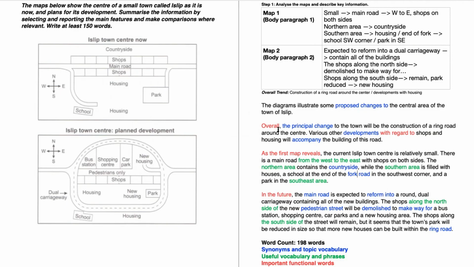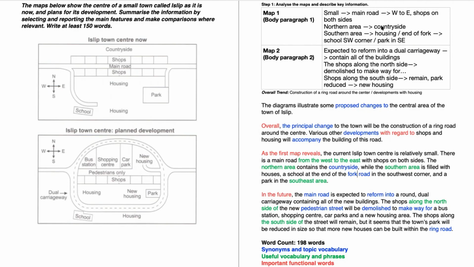Okay, our overview paragraph, it says, overall, the principal change to the town will be the construction of a ring road around the center. Various other developments with regard to shops and housing will accompany the building of this road. And I've said overall, which is a great way to introduce the general idea. With regard to is a great way to be specific. So I'm specific about shops and housing. Principal change is basically the biggest change, but it's a nice way to say it in an advanced manner. Also, we have developments and accompany, so that means it's going to happen at the same time. It's going to join this other development.